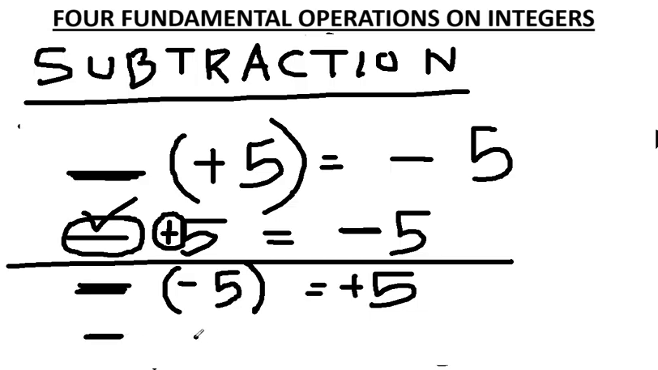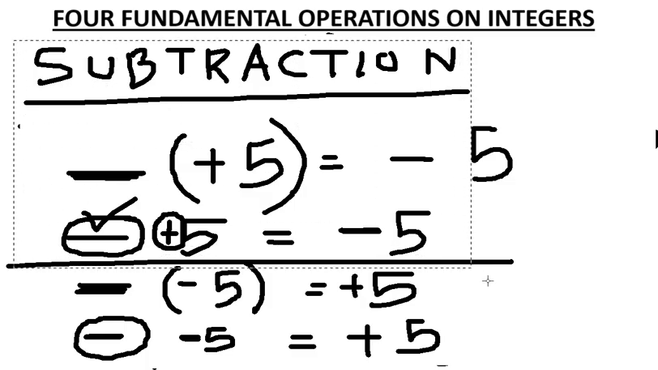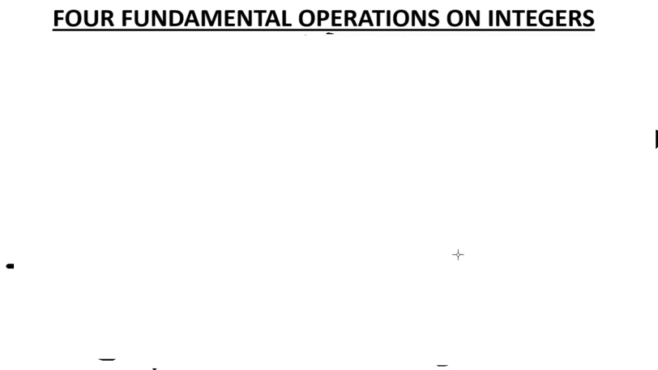We have a negative sign and we have a negative 5 over here. So this is the operation. It can change the value of this one to a positive one. So the answer is going to be a positive 5. Okay? So that is all you need to know about subtraction. Now let's go to the sums. Maybe I can erase this and get started from here.